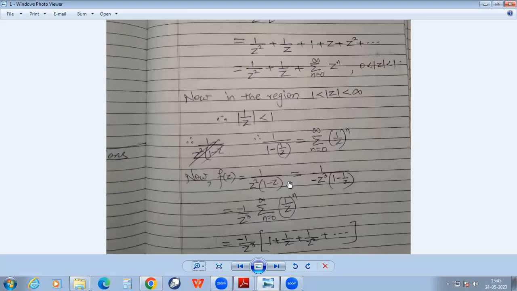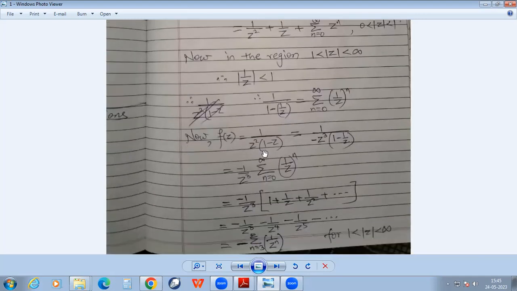Yes, ma'am. So now this function can be written as what? 1 upon z square times 1 minus z can be written as, I'll take z common. So this will be z cube, and this will be 1 by z minus 1, so minus is also to be taken out. So what it gives me is 1 minus 1 by z. The expansion of 1 upon 1 minus 1 by z is with us here, and it is multiplied outside by minus 1 by z cube. Now this minus 1 by z cube times the expansion gives you minus 1 by z cube minus 1 by z raised to 4 minus 1 by z raised to 5, likewise.